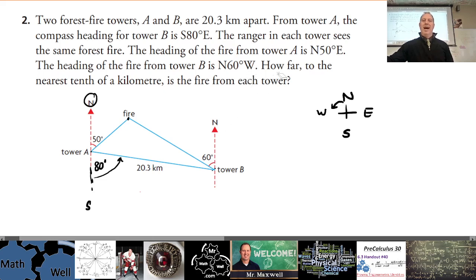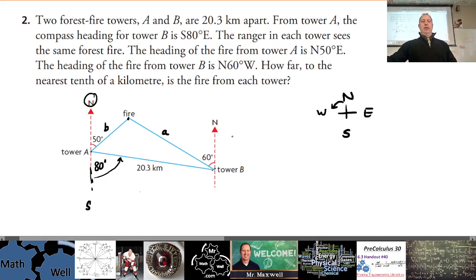Okay, awesome. How far to the nearest tenth of a kilometer is the fire from each tower? So I'm looking for this. We'll call this little b, and I'm looking for this. We'll call this little a. So how far is it from each tower?